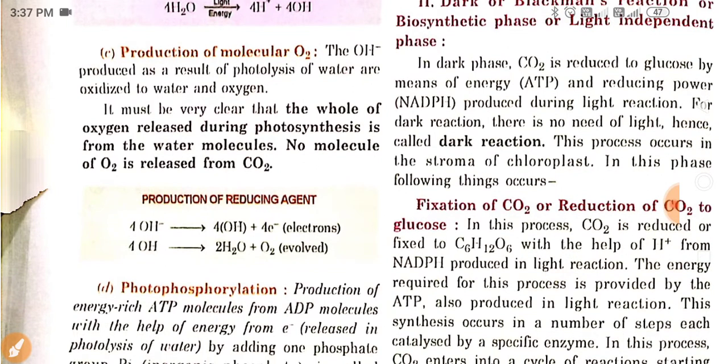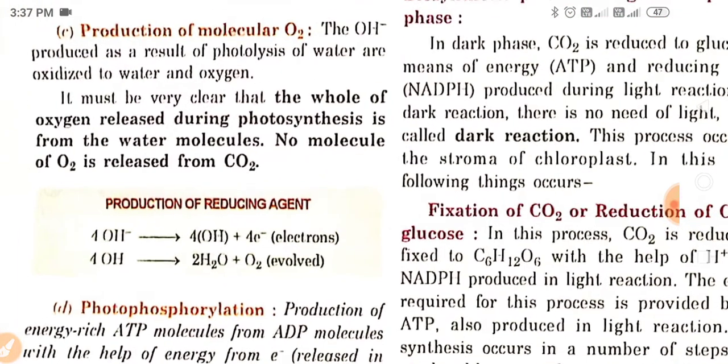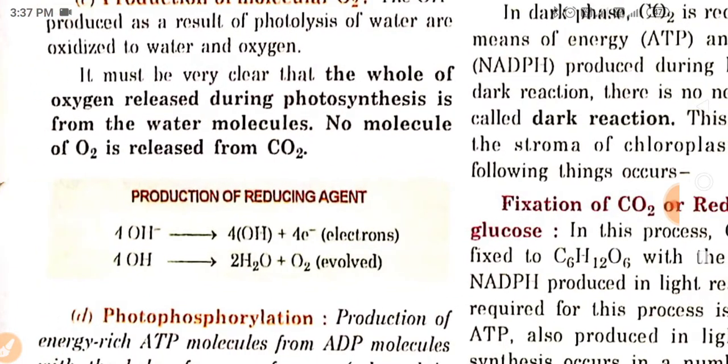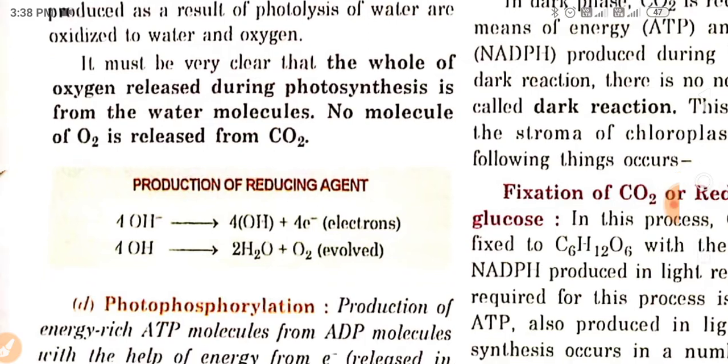Next is production of molecular O2. The hydroxyl ions produced as a result of photolysis of water are oxidized to water and oxygen. It must be very clear that the whole of the oxygen released during photosynthesis is from the water molecules. No molecule of O2 is released from CO2. So this is the main point for your study, that the whole oxygen released during photosynthesis is from the water molecules, not from carbon dioxide.